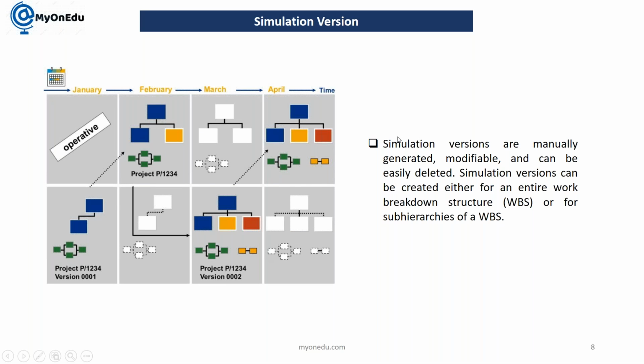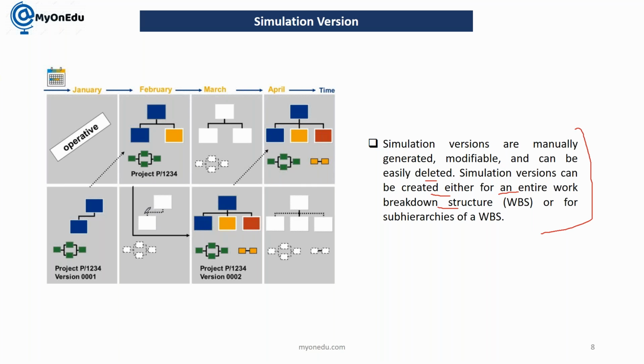Here, simulation versions are manually generated. These are modifiable. You can modify them and they can be easily deleted. A simulation version can be created either for an entire work breakdown structure or for a sub hierarchy of the WBS element. So what is the major difference here? In the simulation, you can simulate the project, and you can make changes in the simulation project.